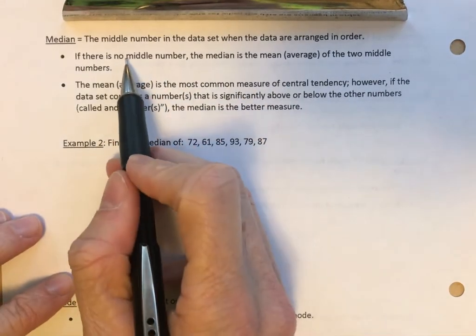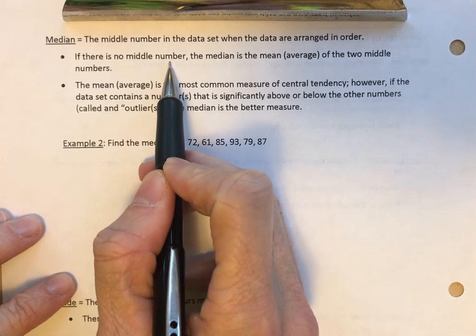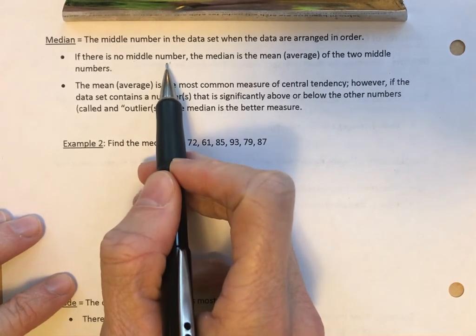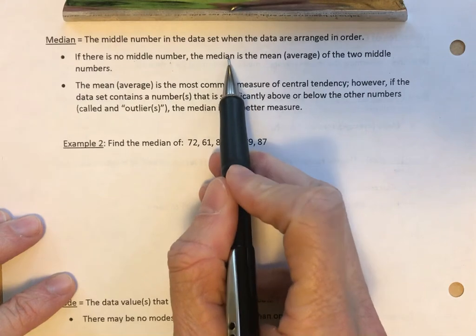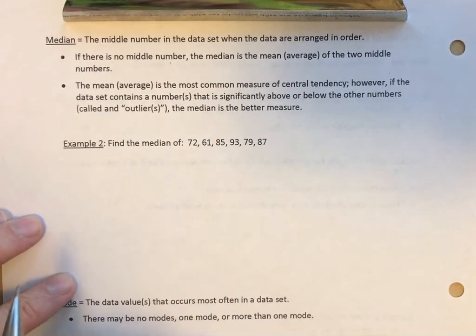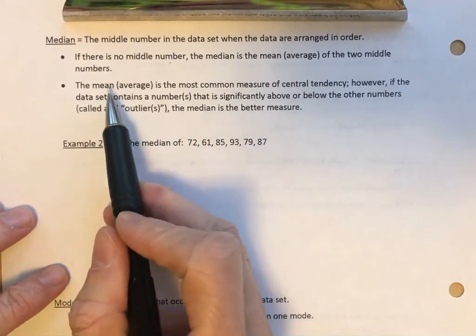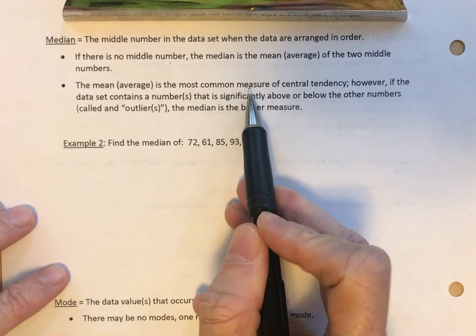Now, what happens if there is no one middle number? Well, if there is no middle number per se, you have two numbers in the middle, then the median is the average of those two middle numbers. And we'll do an example that shows that. As we noted previously, the mean is the most common.